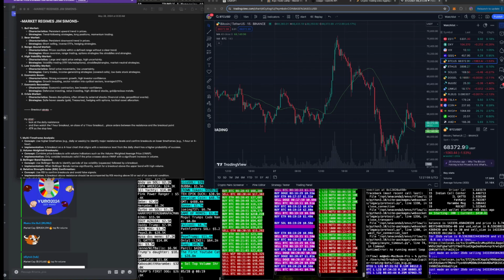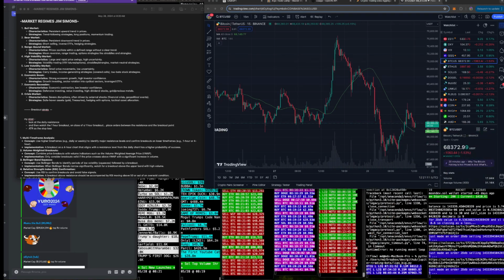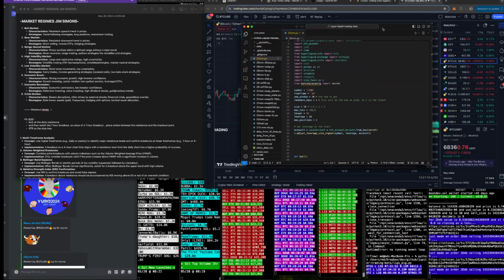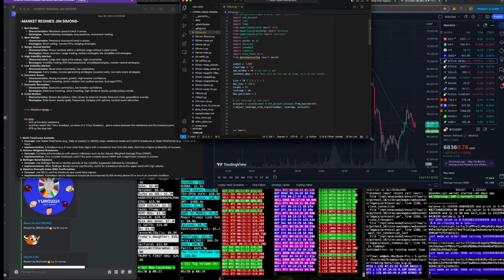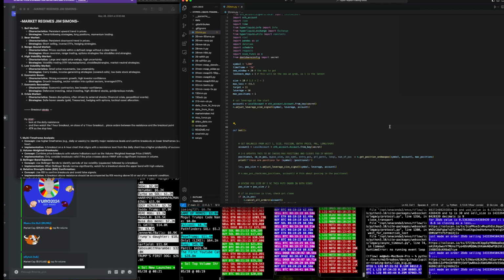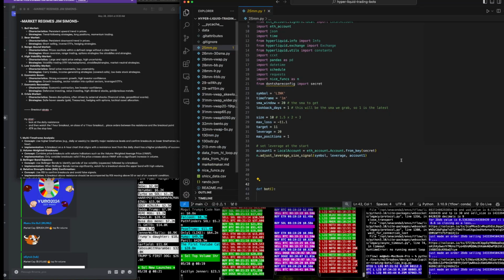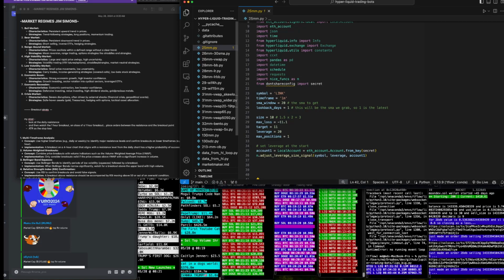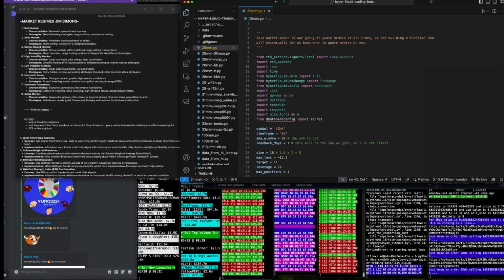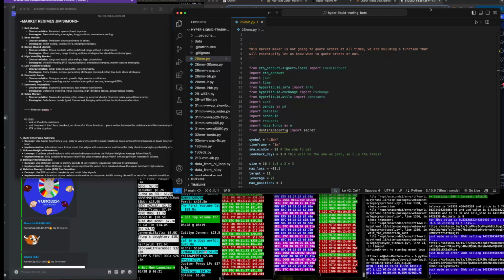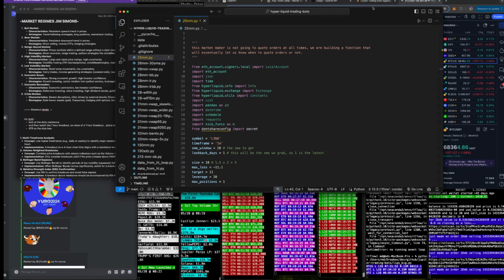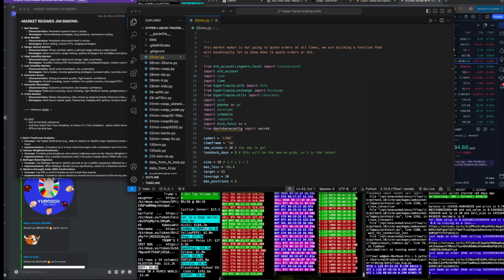I need to get a secret key going on in here. So we've got this Visual Studio Code that has a bunch of good stuff for Hyperliquid. It's an exchange I'm going to be using here today. Honestly, the stream might be a little shaky, but we'll see.